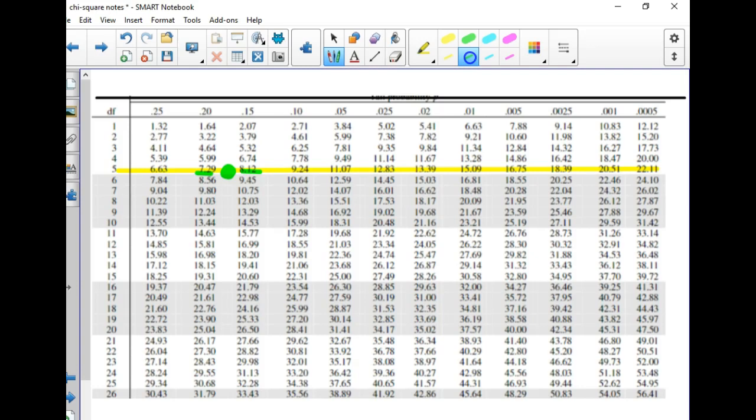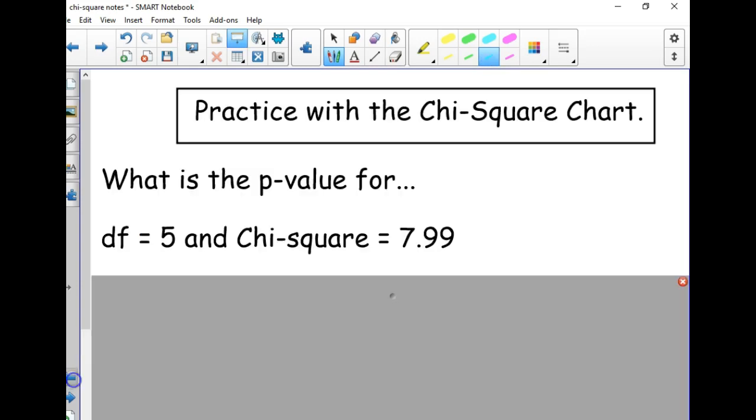Now what I need to do then is go up to the tail probabilities. What that means is our p-value is between 0.20 and 0.15. Okay, our p-value is between 0.20 and 0.15. So we won't know our exact p-value. When you get to college, you will. But right now in Intro to Stats, you just know that the p-value is somewhere between 0.20 and 0.15. So that's all we write down.